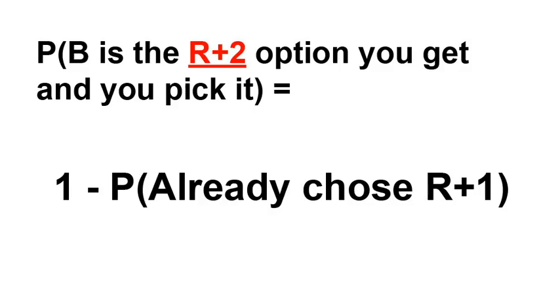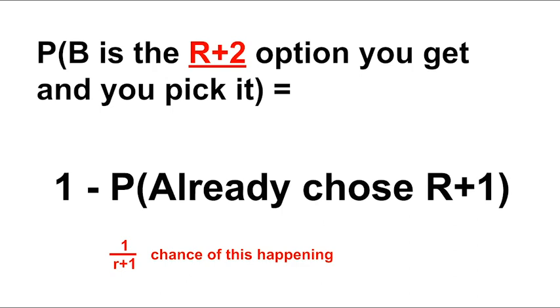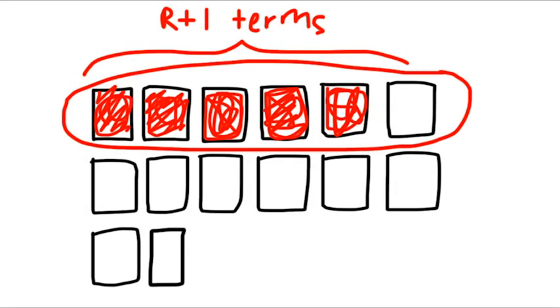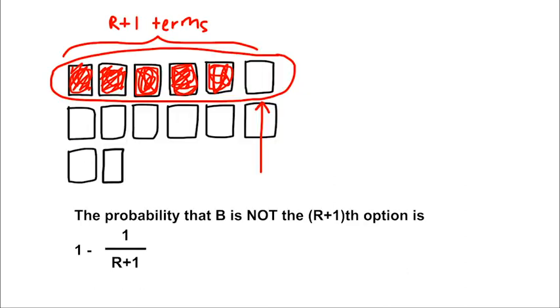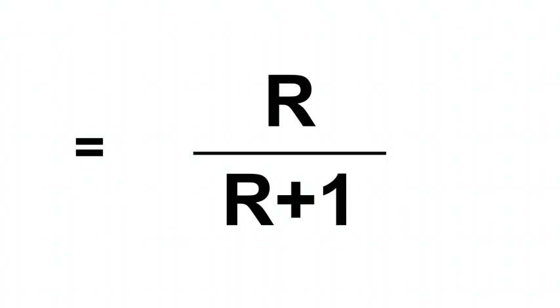If B is the R plus 2nd option, you'll pick it unless you've already stopped at R plus 1 because it was better than all of the previous R options. So we can subtract the probability that we already stopped at R plus 1 from the probability that we select B if it's R plus 2. Now there's a 1/(R+1) chance of that happening, because there's a 1/(R+1) chance that out of all R plus 1 options, the last, R plus 1th option was the best. So the chance of this not happening is 1 minus 1/(R+1), which is just equal to R/(R+1).